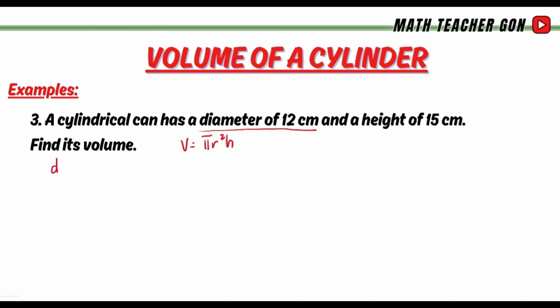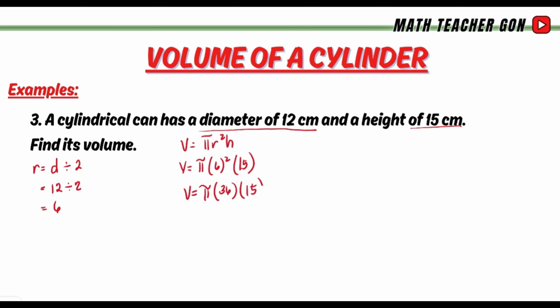So for the formula of r, or the radius, you have to divide d by 2. That is 12 divided by 2. That is equal to 6. So we use 6 to replace r here. So 6 squared times h, which is 15. So the volume is equal to 6 times 6 is 36, times 15.